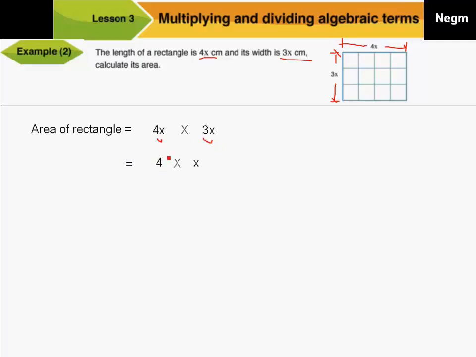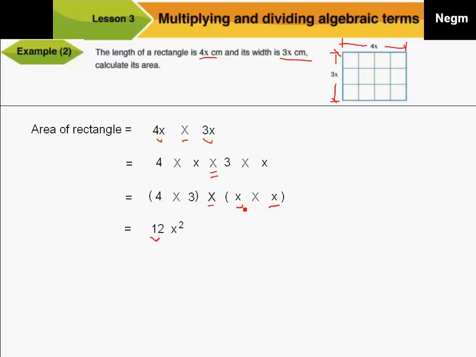This will be equal 4 multiply x multiply 3 multiply x. We take the multiplication of the numbers between two brackets together, multiply by the symbols between two brackets, x multiplied by x. This is equal 4 times 3 is 12, x multiplied by x.